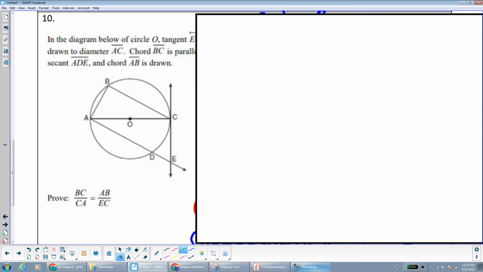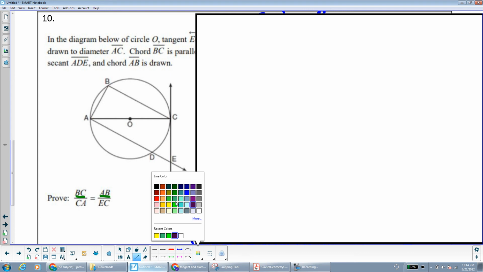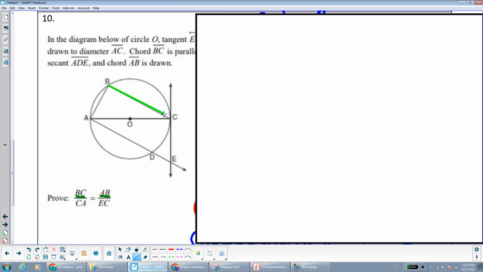So the first thing I'm going to take a look at is my proof statement, and I see that I'm proving a proportion. And before we prove a proportion, we do first need to prove that two triangles are similar to each other. So I have BC, AB, CA, and EC. So let me start by determining what triangles I'm proving similar to each other. BC is from this triangle, and it looks like AB is connected to that, so I'm going to put them in the same color, and that's one triangle.